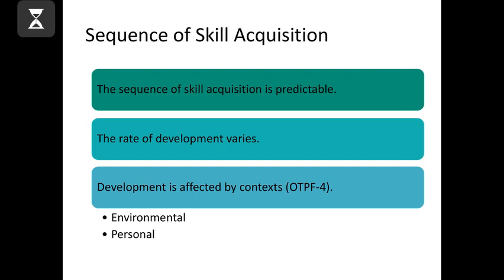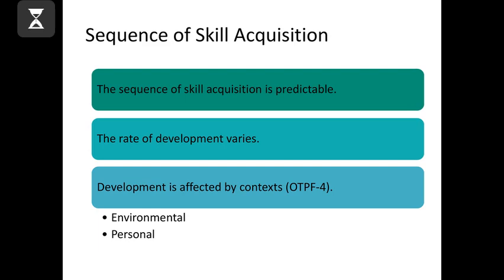And skill acquisition impacts our occupational engagement and our performance. That should not come as a surprise. What's really cool to know is the sequence of skill acquisition is predictable. So we understand that developmental milestones help us and guide us.